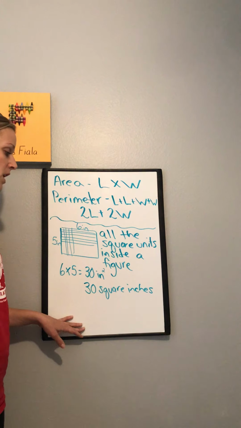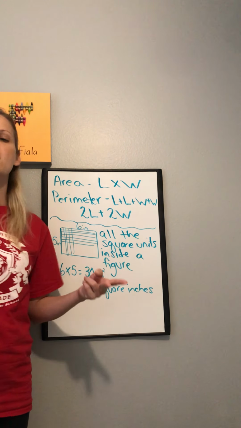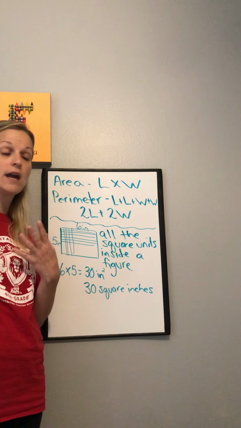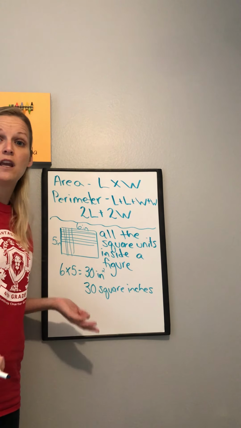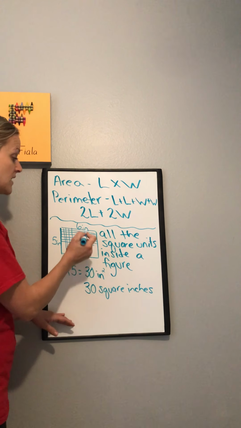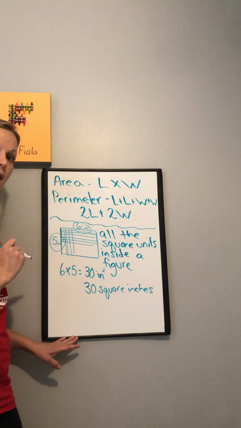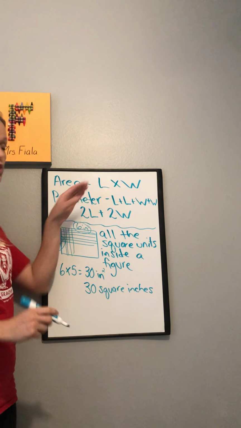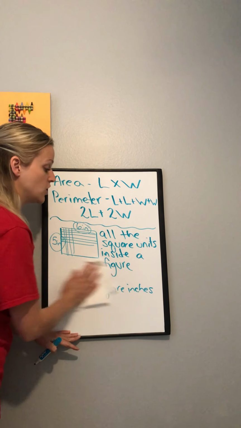Okay? If you are not given units such as inches, feet, yards, miles, okay? If you're not given the units, you can just write square units if you don't know. But a lot of times it's given to you, you have to just read carefully, okay? So we're talking about area. We're talking about the square units inside a figure.